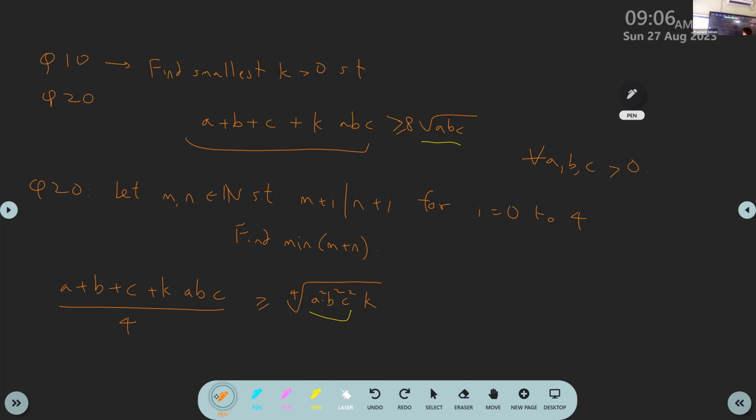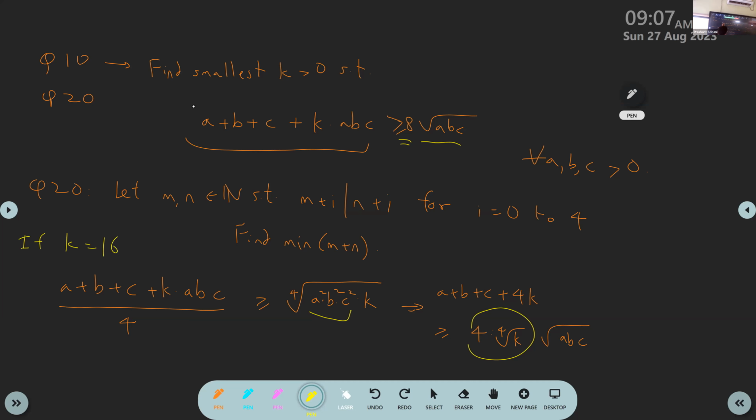From this, we can rewrite and get a plus b plus c plus 4k has to be greater than or equal to 4 times the fourth root of k into root abc. If this fourth root of k happens to be equal to 8, then it looks to be on the right track. For that, what is the value of k that we should use? 16, right? If k is 16, then this term will match.